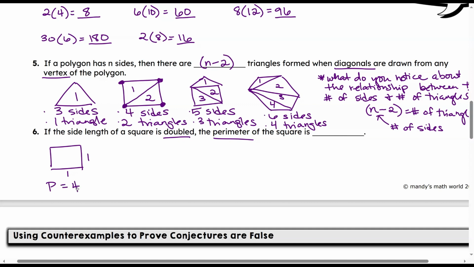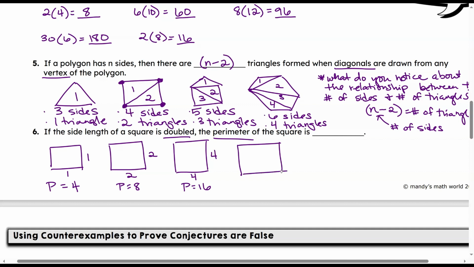4. What if I double that? So now the side length is going to be 2. What's the perimeter of a square that has a side length of 2? 8. What if I double that? So I get 4 on each side. If the side length is 4, what's the perimeter of the square? 16. What if I double that? The side length of the square is 8. What's the perimeter of the square?